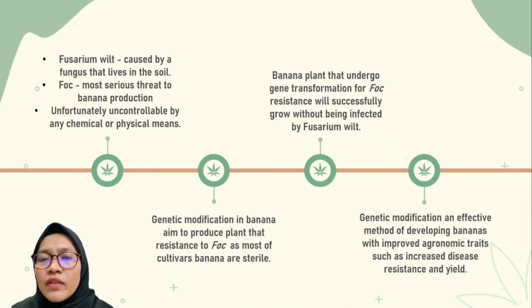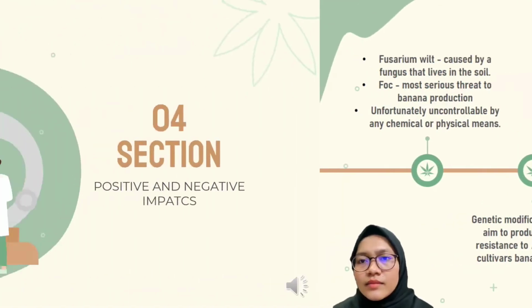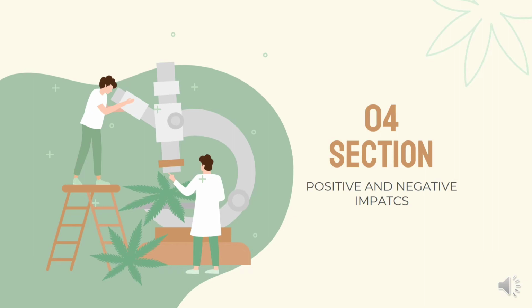So in order to prevent infection by FOC, banana plants need to undergo genetic modification that aims to produce plants that are resistant to FOC, as most cultivated bananas are sterile. Thus, banana plants that undergo genetic modification for FOC resistance will successfully grow without being infected by Fusarium wilt. So this genetic modification is an effective method of developing bananas with improved agronomic traits such as increased disease resistance and also yield. The next slide is about the positive and negative impact of genetic engineering.